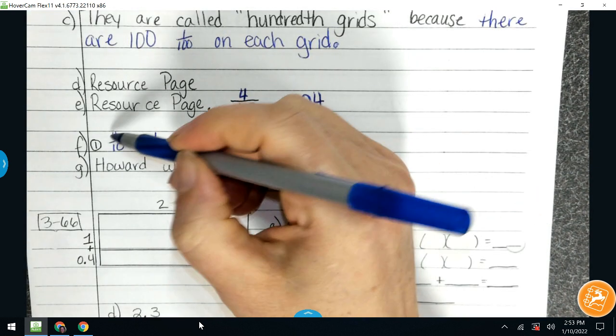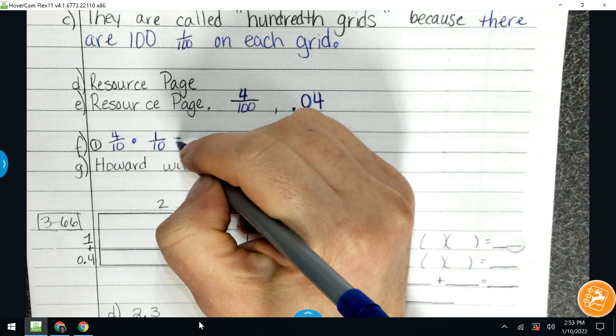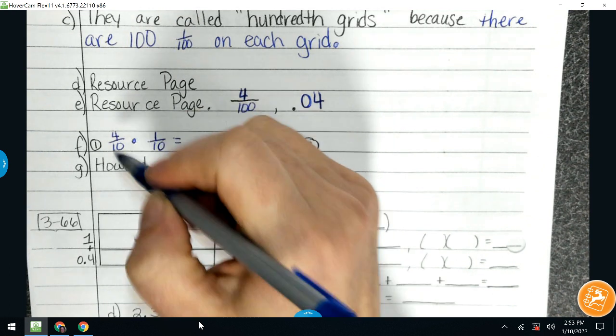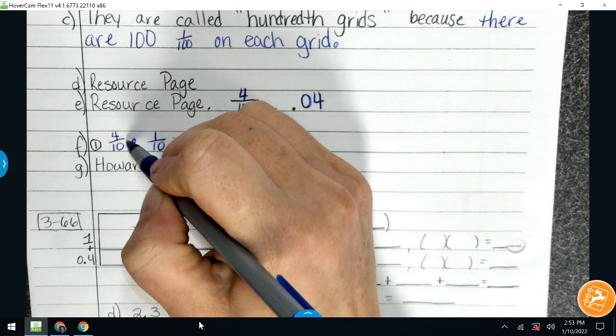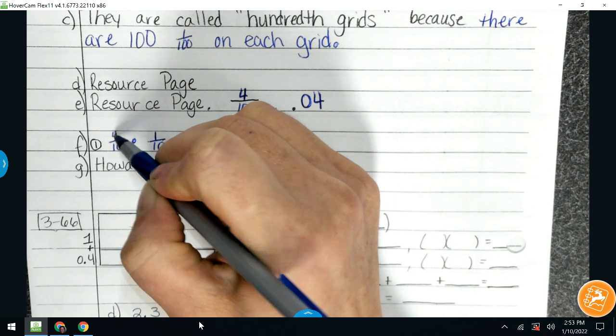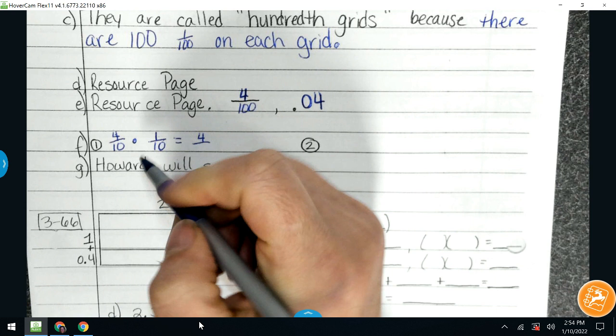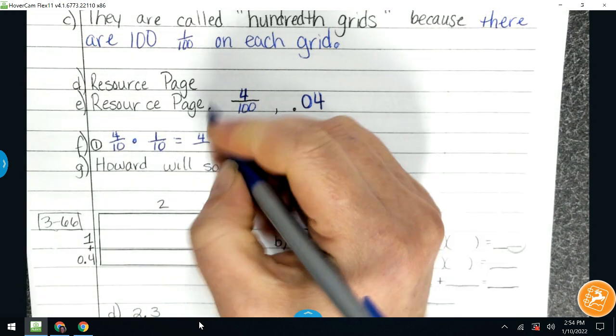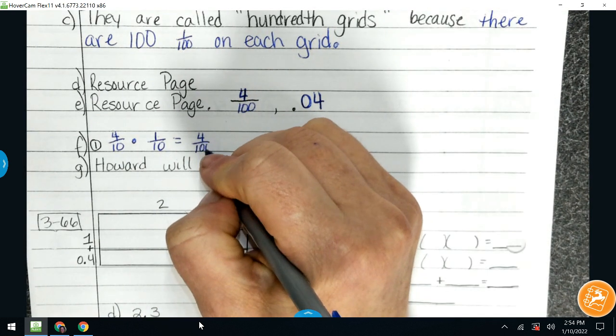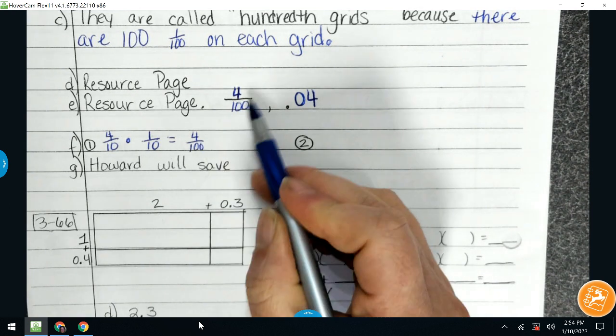So we have to find the answer to this fraction though. I'm going to multiply my numerators together. So I have 4 times 1, which is 4. And I have 10 times 10, which is 100, which is good because that's what we got up there and it's the same problem.